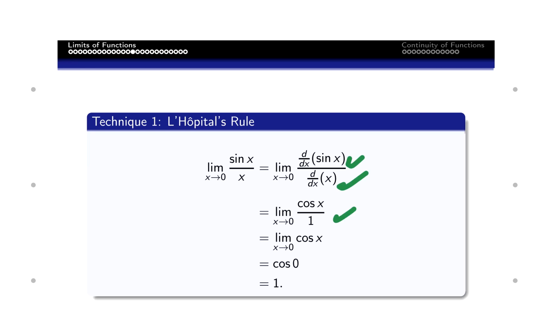And then here you have cos x over 1. That means you have the limit as x goes to 0 of cos x. So you can now substitute 0. If you put 0 into cos x, you have cos 0, and cos 0 is 1 if you punch your calculator.